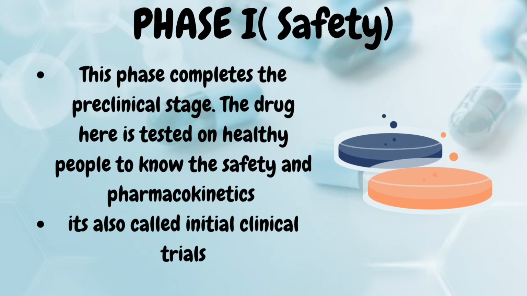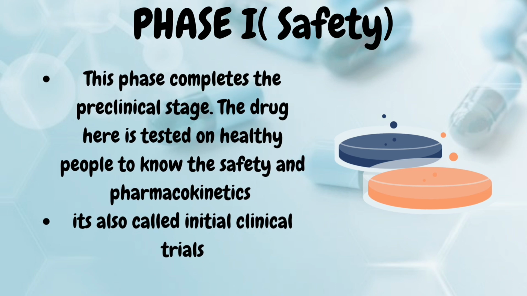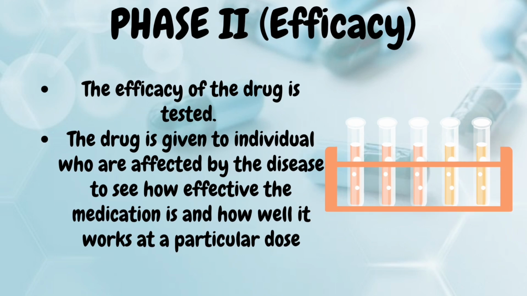Phase 1 completes the preclinical stage, and it is about safety. The drug here is tested on healthy individuals to know the safety and the pharmacokinetics of the drug. It is also called the initial clinical trial because we are testing the drug on healthy individuals to know whether the drug is safe and to understand the absorption, distribution, and metabolism of the drug.